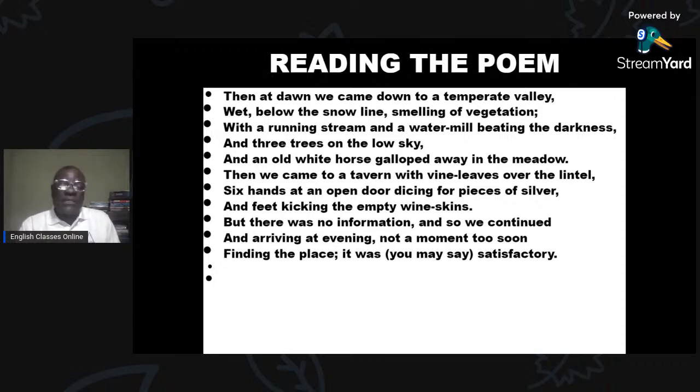Then we came to a tavern with vine leaves over the lintel, six hands at an open door dicing for pieces of silver, and feet kicking the empty wine-skins. But there was no information, and so we continued, and arriving at evening, not a moment too soon, finding the place, it was, you may say, satisfactory.